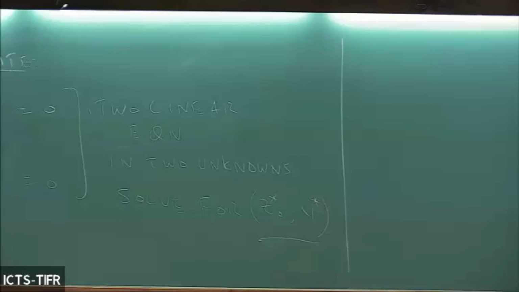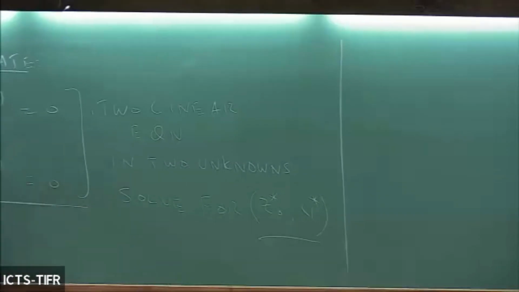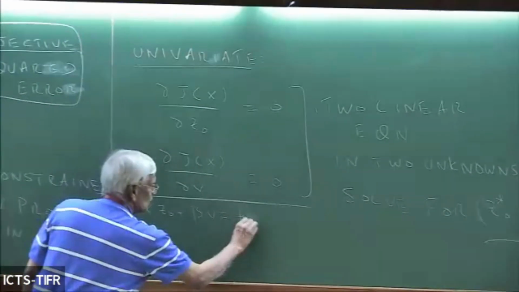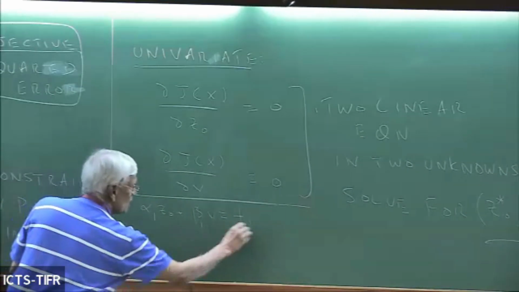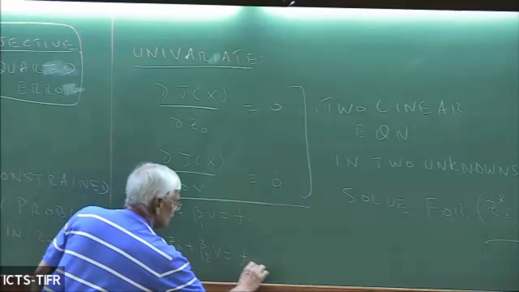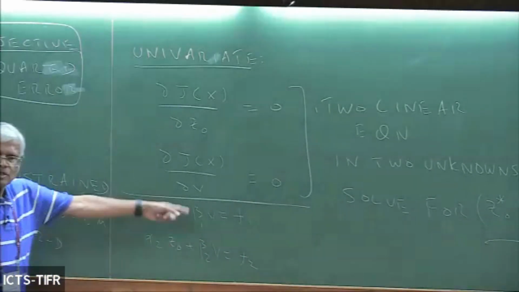So if we solve these two equations, we will get two simultaneous linear equations in two unknowns, Z naught and V. And then you solve them. Already we know all the Zi are known, all the Ti are known. So how will this equation be? I will tell you. This will be alpha 1 Z naught plus beta 1 V is equal to F1, alpha 2 Z naught plus beta 2 V must be equal to F2. See, that's how this equation will come.